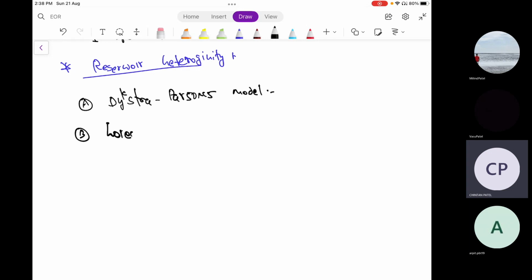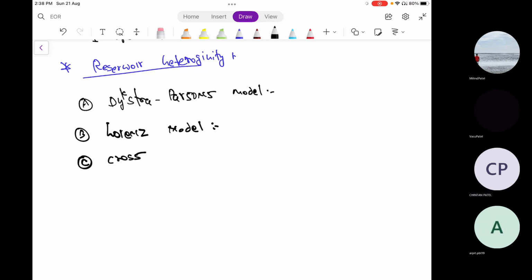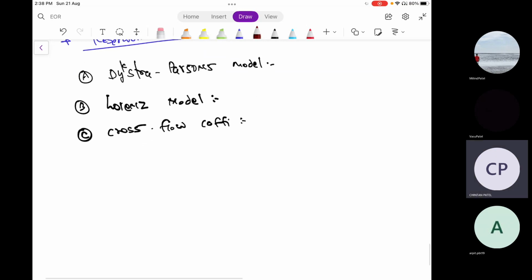Another one is the Lorenz model. The third one is the cross flow coefficient. Have you heard regarding these first two? The last one is nothing. If you have a cross flow, then it simply means we have heterogeneity. But the initial two are important. Have you heard?